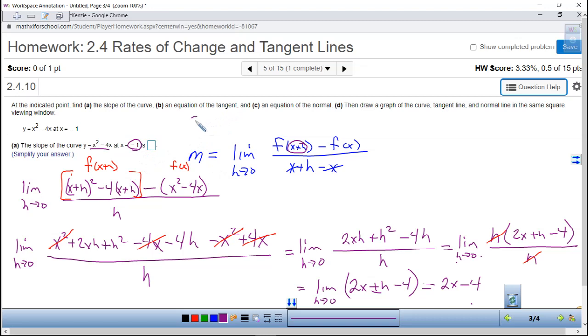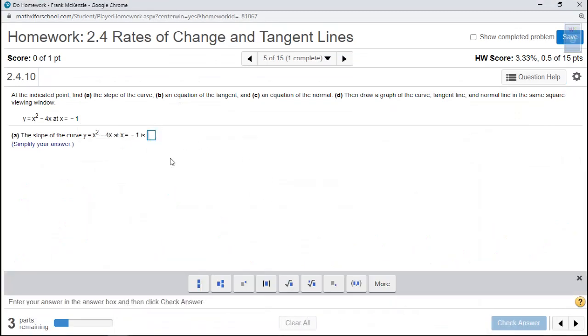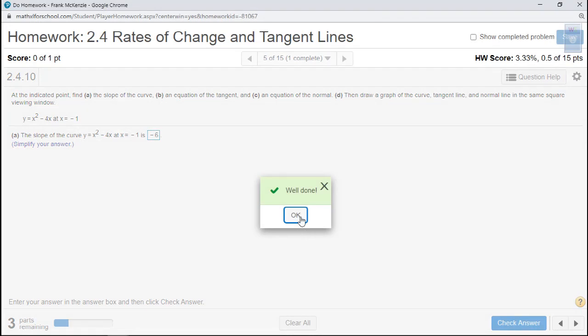So if we've got 2x minus 4 is the slope everywhere, then we can evaluate that at -1. So we've got 2 times -1 gives us -2, minus 4 gives us -6. So that should be our answer. Well done.